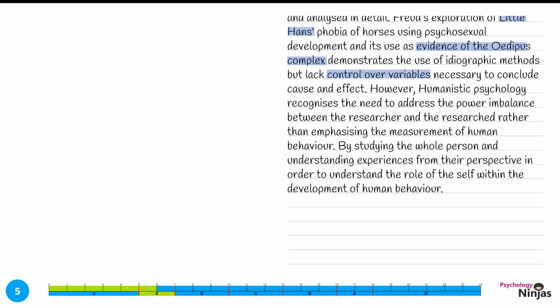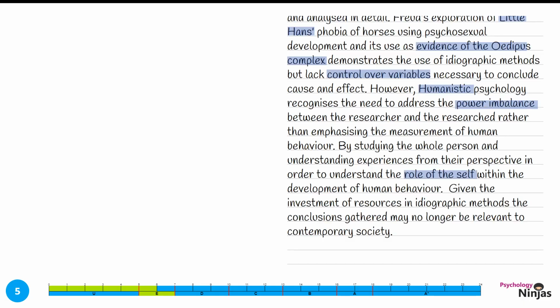Our positive this time comes from humanistic psychology and this idea about a power imbalance between our researcher and research, particularly using non-idiographic methods. We've linked this into a particular understanding from humanistic psychology. You could go for different parts of this in terms of congruence or unconditional positive regard would be absolutely fine. And we're going to give another judgment once again.